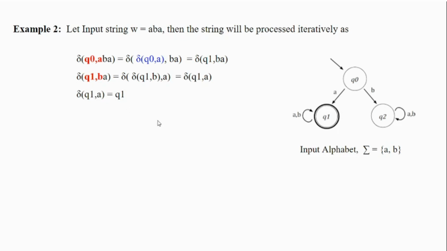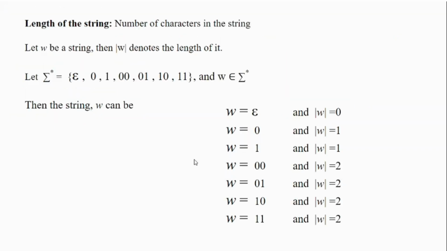So this is the way the input string will be processed. What is an input string? An input string is nothing but a set of characters from the input alphabet. Any collection of characters from the input alphabet is called an input string. Or we can say that an input string is any element which belongs to sigma star. Any element of it is known as an input string.